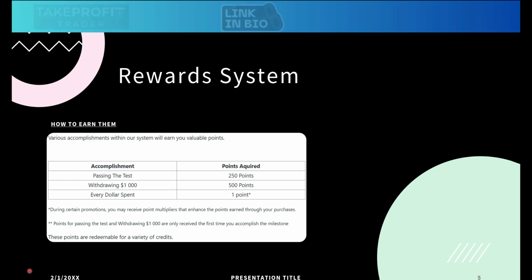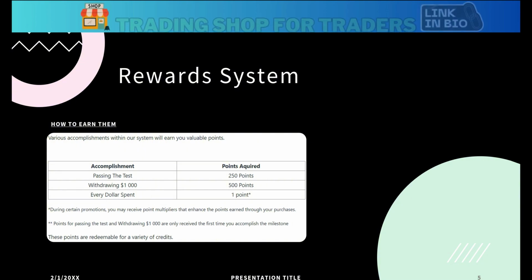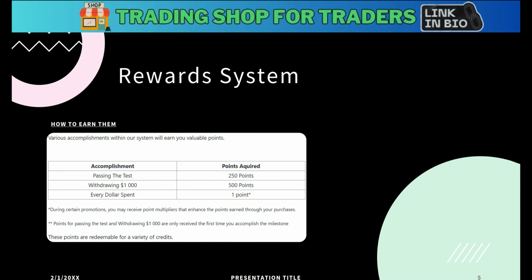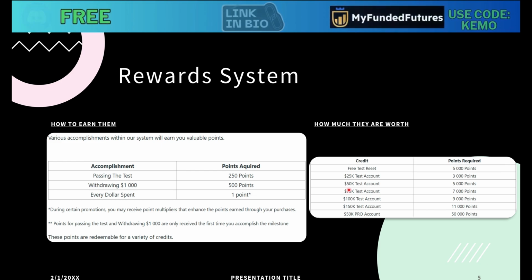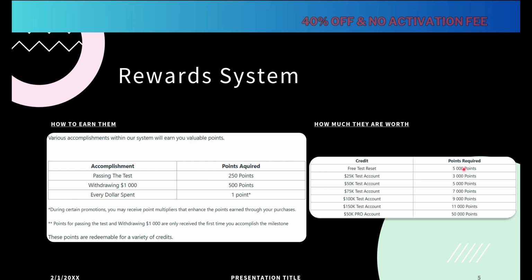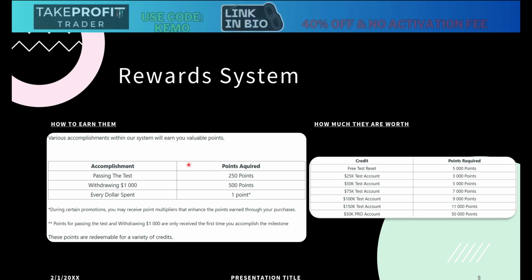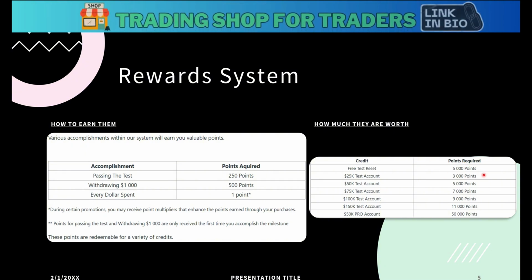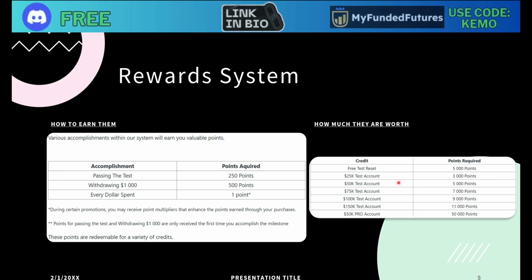So now we want to know how much these points are worth and how we can claim them to get maybe an account with them or something. So here's how it works. For a free test reset, you have to have 5,000 points. It's not that bad. For example, a beginner can go through a couple of evaluations. They might end up getting like $3,000, and they can get a free 25K account, which is pretty nice.